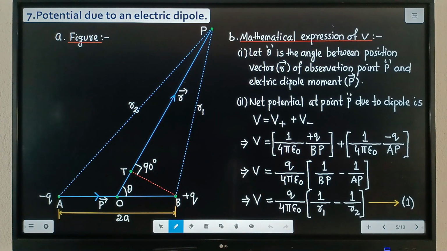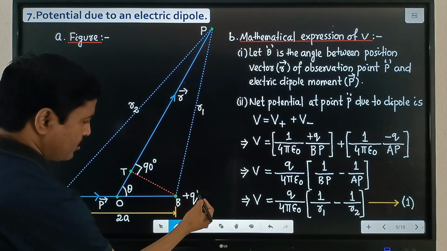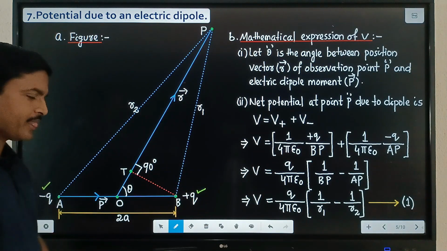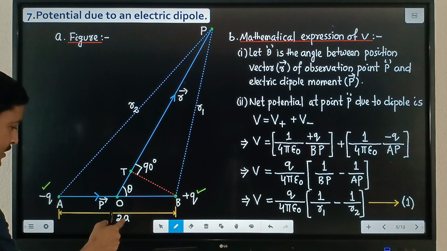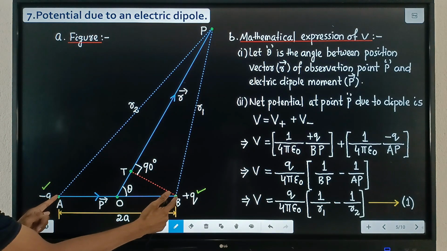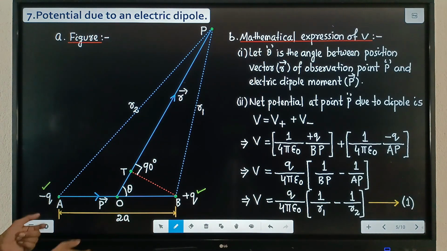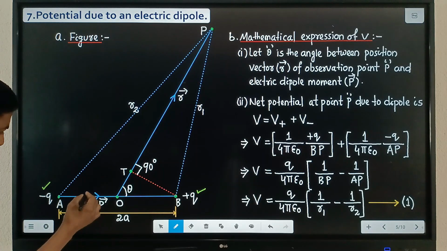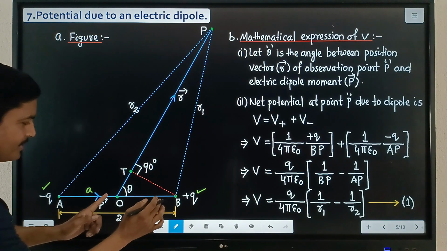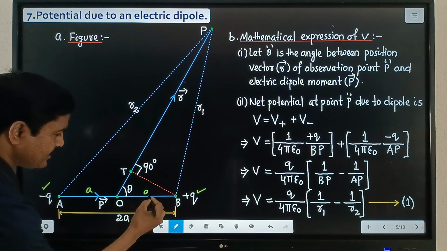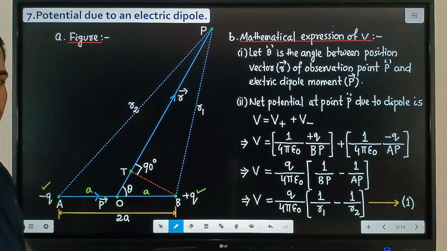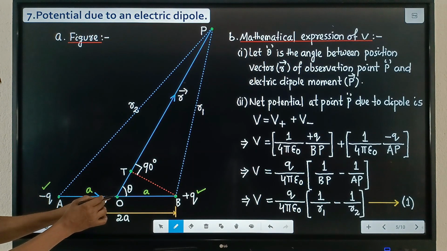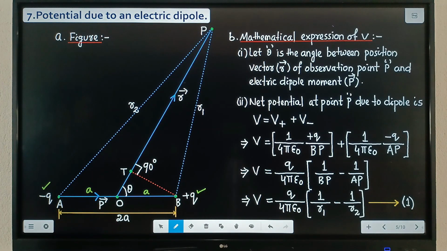That means we take one pole, minus q, at point A, and we take another pole, plus q, at point B, and the distance between the 2 poles is twice a. If the distance A to B is equal to twice a, then AO we write as a. Similarly OB we also write as a. And this point is the center of the dipole. For the center of the dipole we write O.